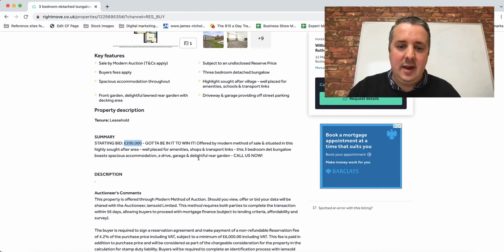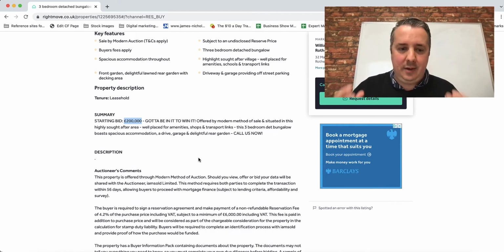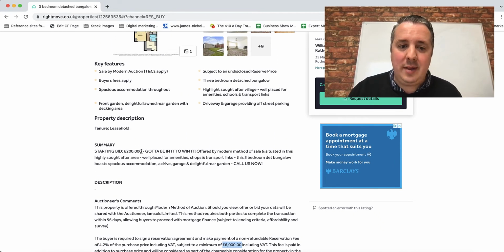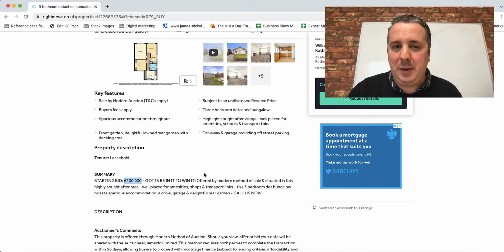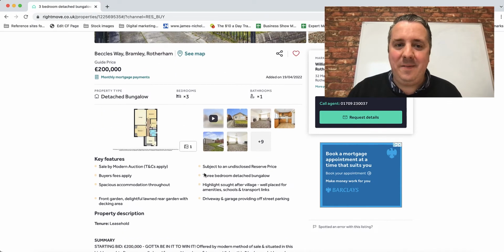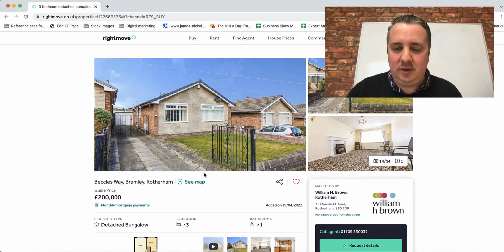Now, when that completes, if I was the winning bidder in this instance, I'm going to have to pay a fee, which is quite a lot, and so the fee here is up to 4.2%, and a minimum of £6,000. So even if I won at this bid here, let's just say for example it's 4%, that means that I would have to pay a fee of £8,000 to secure this property.